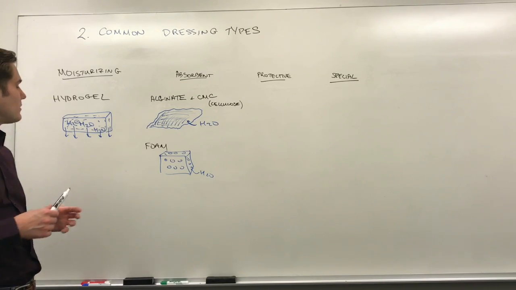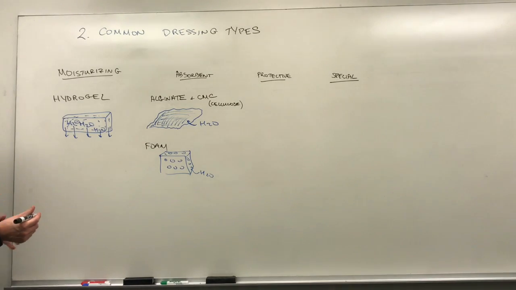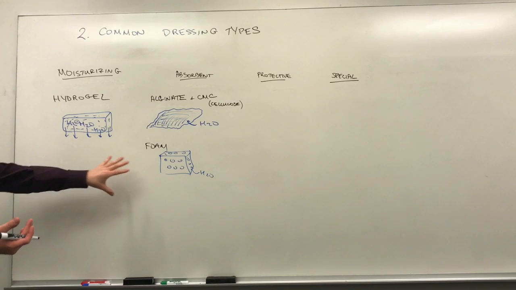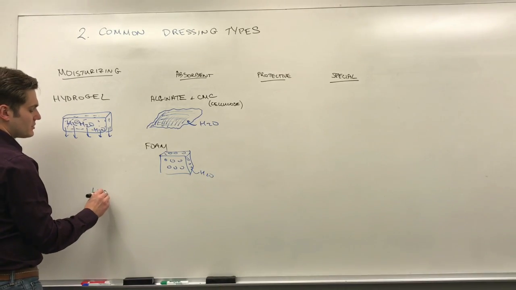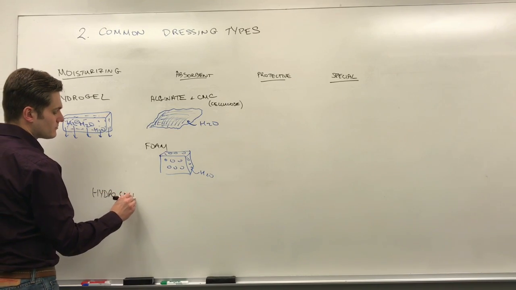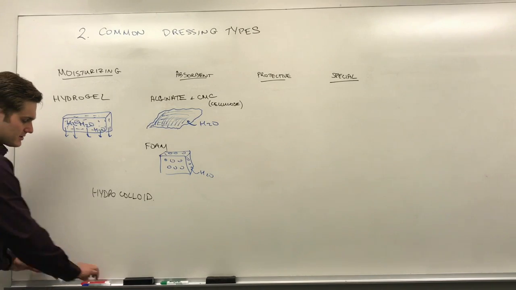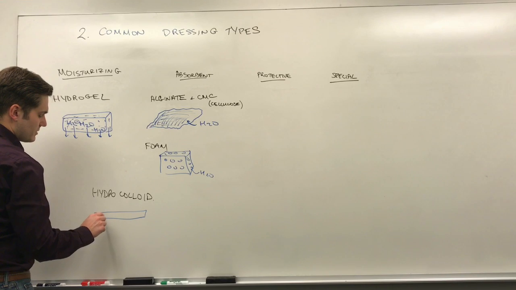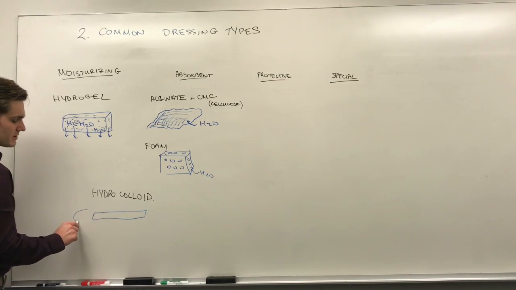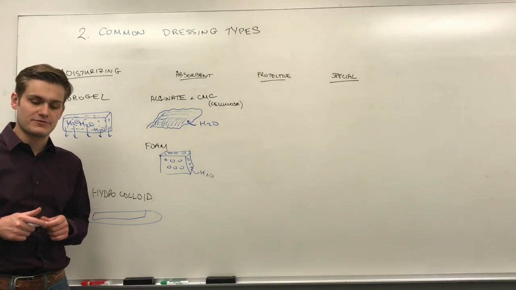There's a type of dressing that kind of combines both of these. Could be in a special category, but I kind of want to put it into a mix of these. It's called a hydrocolloid dressing. And what this dressing is, it's really a thin sheet of the hydrocolloid, which is attached to a film, such as a polyurethane film.